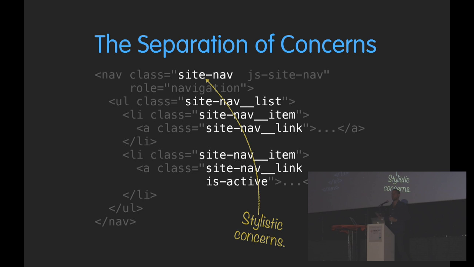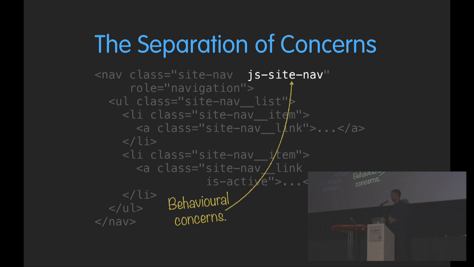And then finally, we step through to our behavioral concern. And at this point, we decide that, well, despite all those other decisions I've made, it now needs to act like this. Perhaps it's a responsive navigation that hides off of the side of the screen on small devices, right? By writing our HTML like this, every single concern has its own unique hook. It means that we can have complete separation.